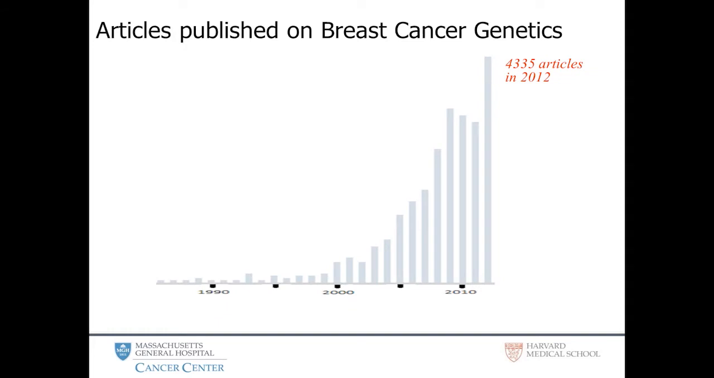For those of you in the genetics world, which are all of us on this call, these are the number of articles written on breast cancer genetics. Almost no articles in the 1990s. In 2012, over 4,300 articles just on breast cancer genetics. None of us can read all these articles. For those of us who try to do all of cancer genetics, it's overwhelming. For those of us who do just breast cancer genetics, it's relatively overwhelming. So we're getting to a point again that the amount of knowledge is beyond what one human can do.